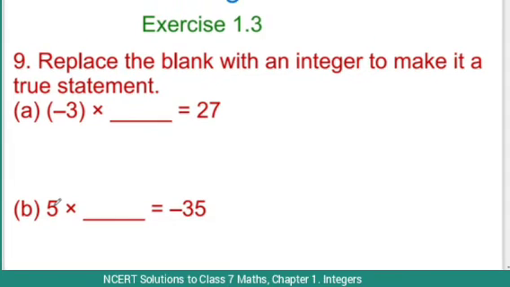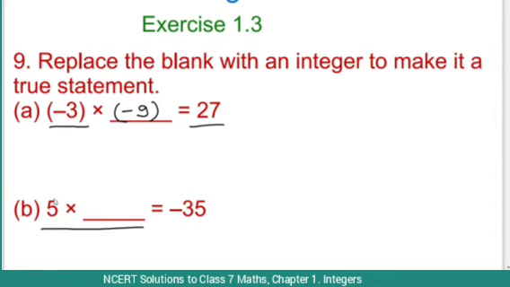Ninth question. Replace the blank with an integer to make it a true statement. A, it is given as -3 into dash is equal to 27. So -3 into -9 becomes 27, because minus minus get cancelled, 3 into 9 is 27.